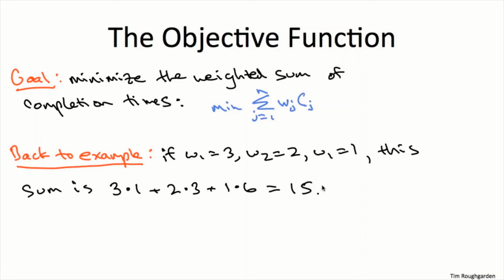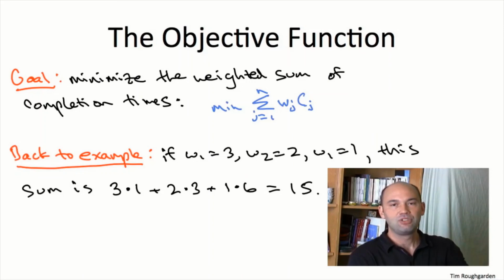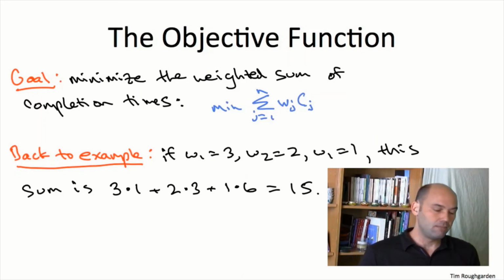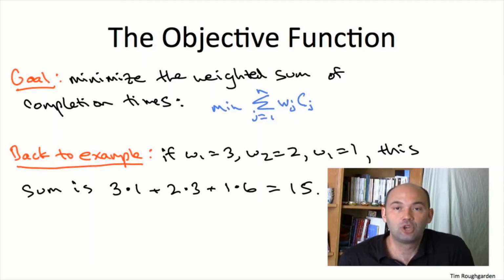And I'll let you verify that, in fact, of all of the 3 factorial or 6 schedules in that example, this is, in fact, the schedule that minimizes the weighted sum of completion times. And the algorithmic question we're going to study next is, how do we do this in general? Given arbitrary input, n jobs, weights, and lengths, what is the sequence that minimizes the sum over all n factorial sequences you might consider?